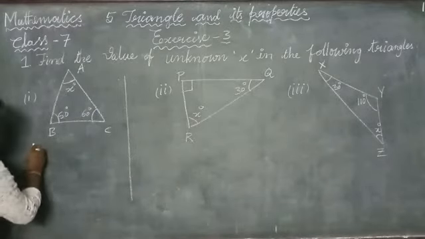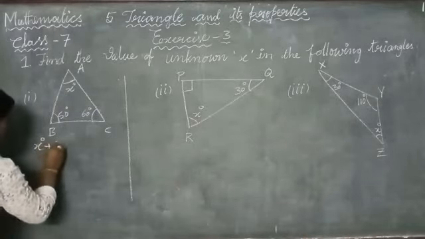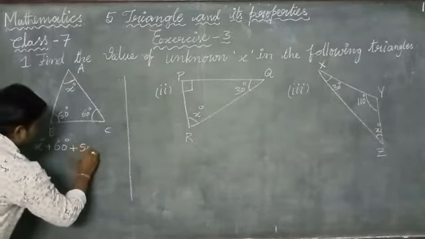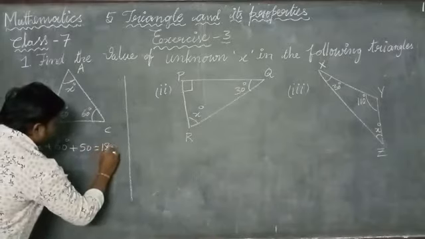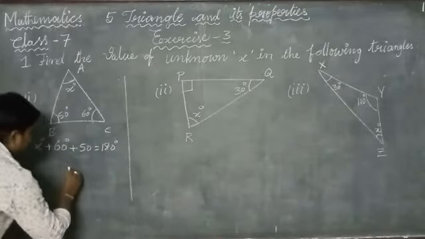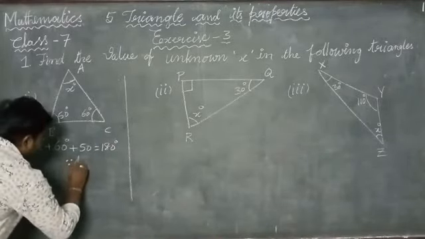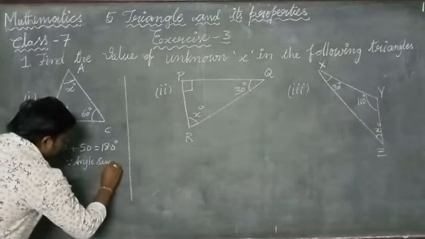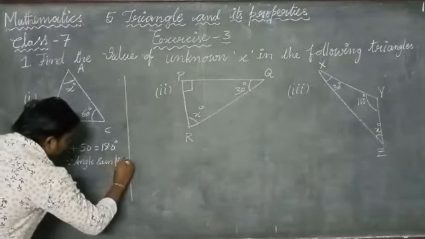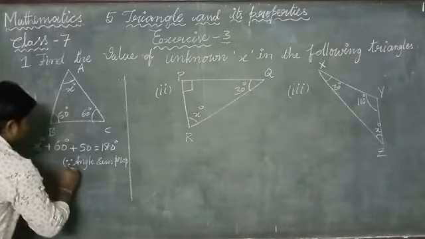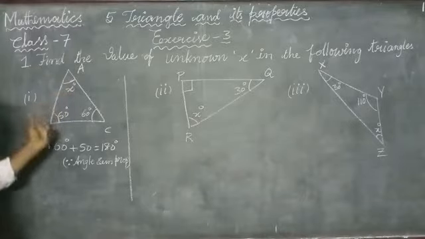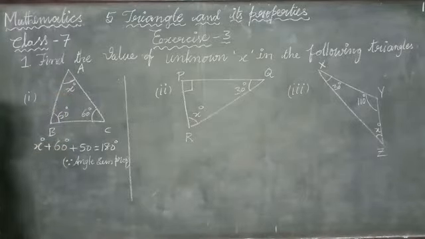we can write the sum of angles in a triangle equals 180 degrees. From angle sum property, we can write the sum of all angles in a triangle equals 180 degrees.